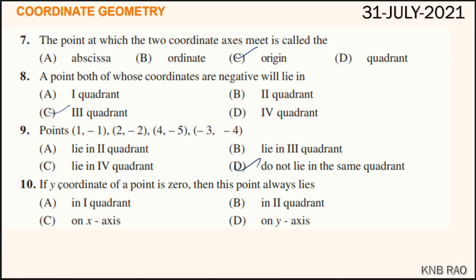10th question: if the y coordinate of a point is 0, then the point lies always on the x-axis, because the y coordinate is 0.